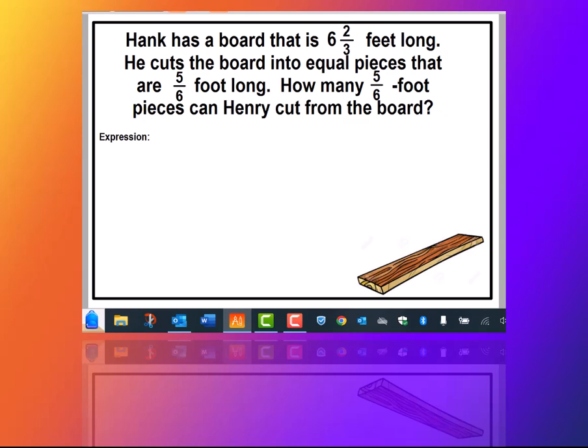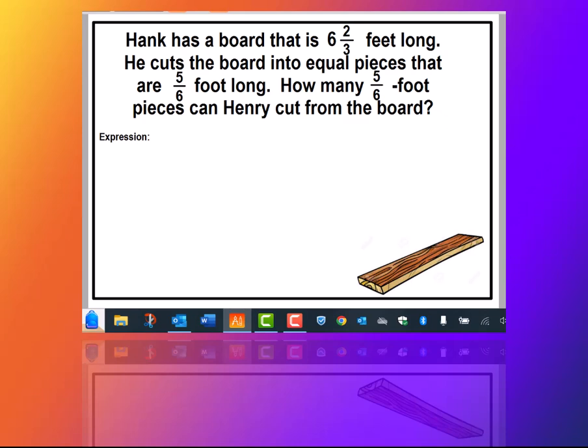Hank has a board that is 6 2/3 feet long. He cuts the board into equal pieces that are 5/6 foot long. How many 5/6 foot pieces can Henry cut from the board? Okay, so remember, we know this is division because that's what our topic is, fraction division.